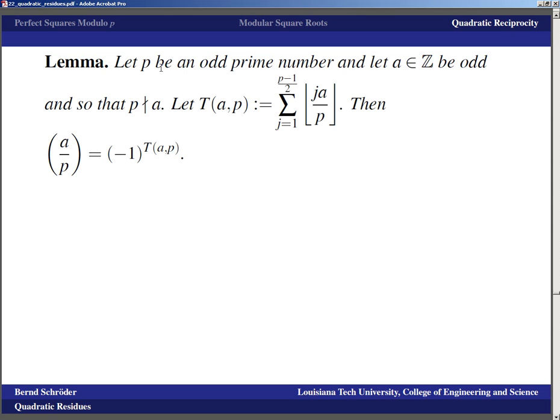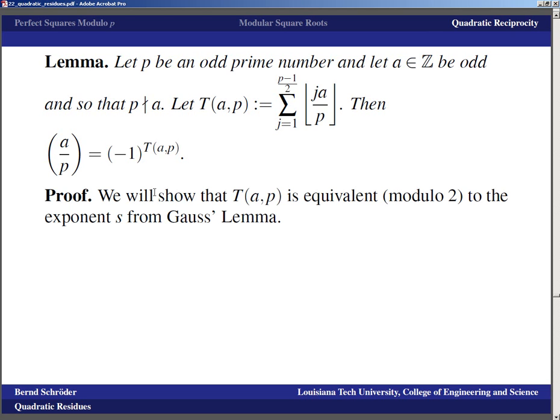Okay, so we take p to be an odd prime number in this lemma, and we let a be an odd integer, so that p does not divide a. I set T of a and p to be the sum from j equals 1 to (p minus 1)/2 of the greatest integer below ja over p. Then we claim that the Legendre symbol of a over p is negative 1 raised to the T of a, p. So that obviously is a lemma, because this looks very technical, but we will need it for a proof of the law of quadratic reciprocity.